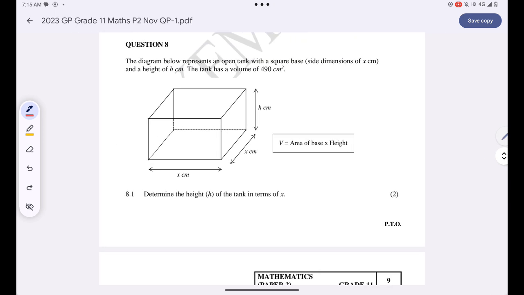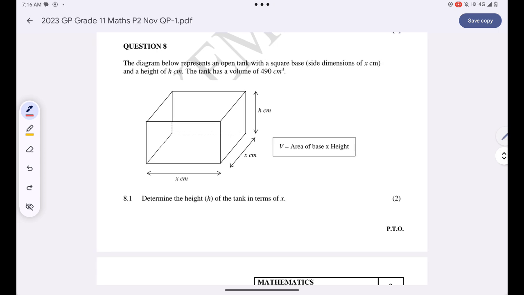Okay. The diagram below represents an open tank with a square base and a height of 8 centimeters. The tank has a volume of 490 cubic centimeters. We are given the formula to calculate the volume. All of the time, guys, I don't care what kind of a diagram you have, if you want to calculate volume it is always the area of the base multiplied by height.